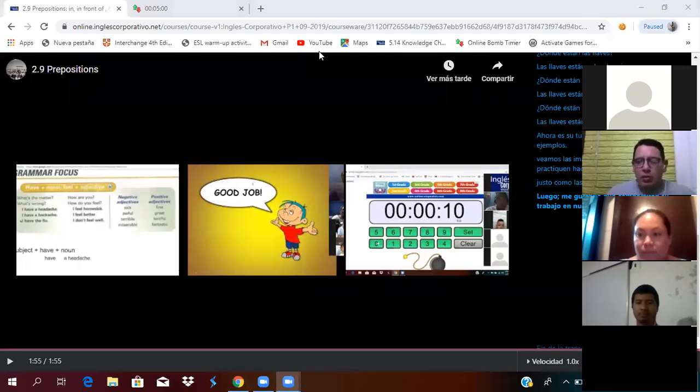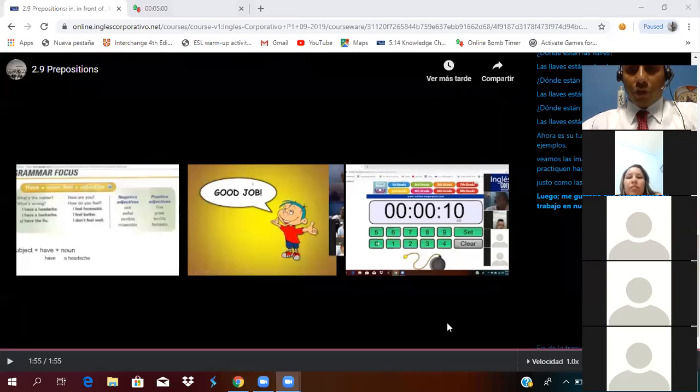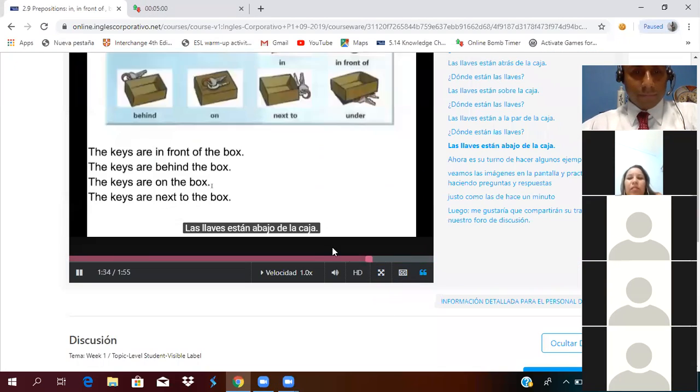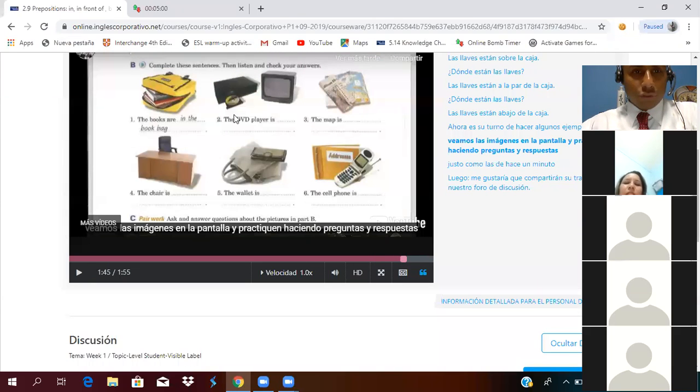All right, guys. Now for this activity, what I want everybody to do is we're going to be looking at this structure. Vamos a usar esta estructura. The keys are in front of the box. The keys are behind the box. Vamos a utilizar las prepositions of locations. Y vamos a utilizar estas imágenes para hacer oraciones. Por ejemplo, número uno, vemos una mochila, un book bag, y adentro del book bag vemos libros. So la oración dice, the books, los libros, are, están, in the book bag, adentro de la mochila.